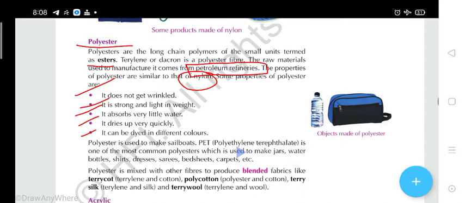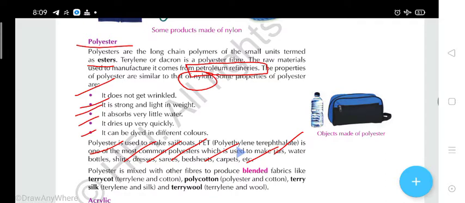Polyester is used to make the sailboat sails. PET, that is what? Polyethylene terephthalate, is one of the most common polyesters, which is used to make what? Jars, water bottles, shirts, dresses, saris, bed sheets, carpets, etc.